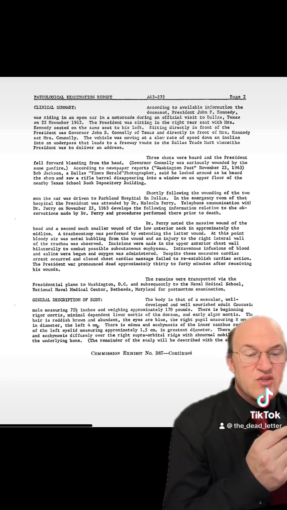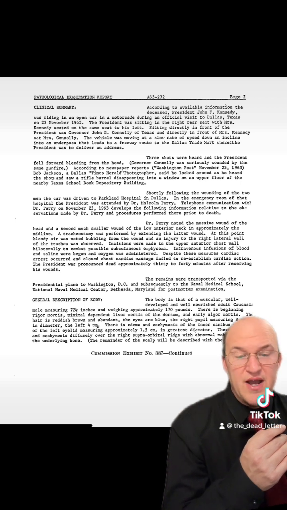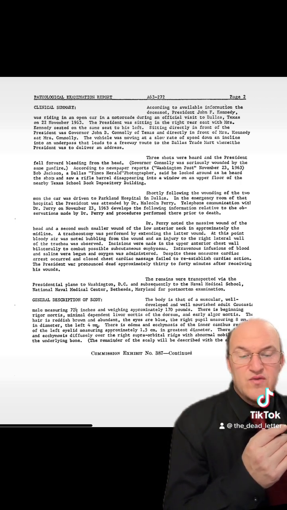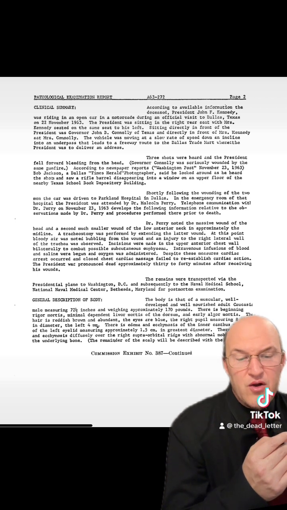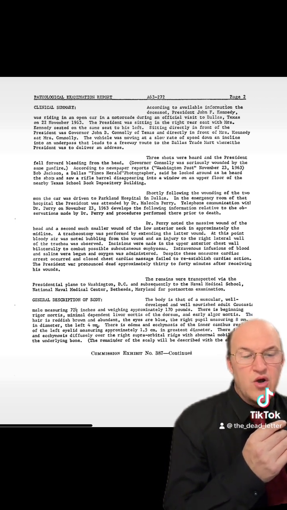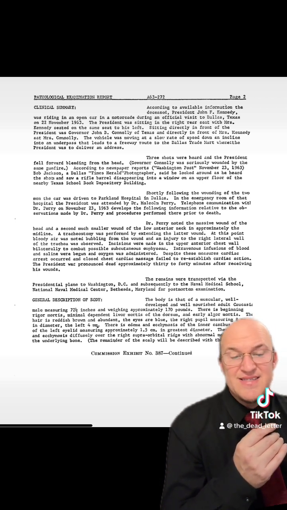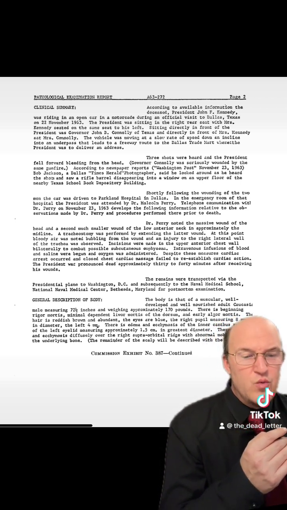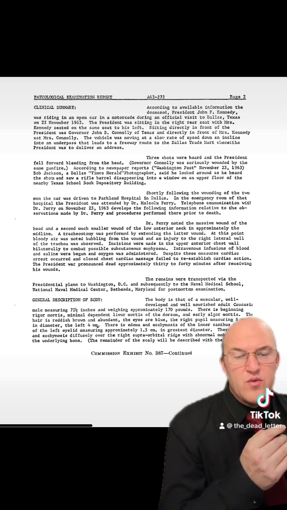Governor Connally was seriously wounded by the same gunfire. According to newspaper reports, Washington Post, November 23, 1963, Bob Jackson, a Dallas Times-Herald photographer, said he looked around as he heard the shots and saw a rifle barrel disappearing into a window on an upper floor of the nearby Texas School Book Depository building. Shortly following the wounding of the 2 men, the car was driven to Parkland Hospital in Dallas.